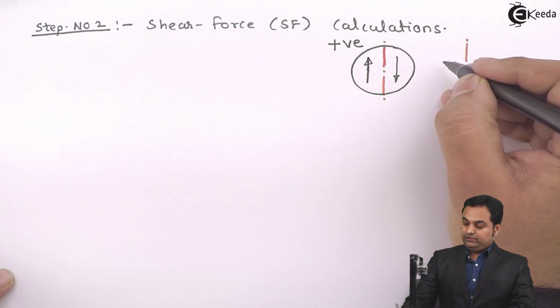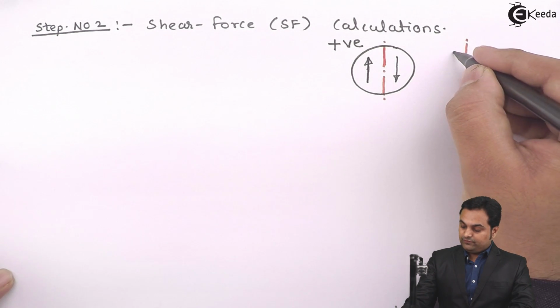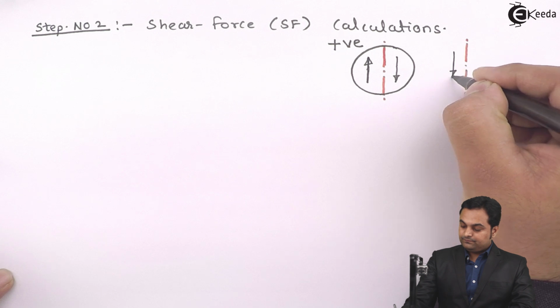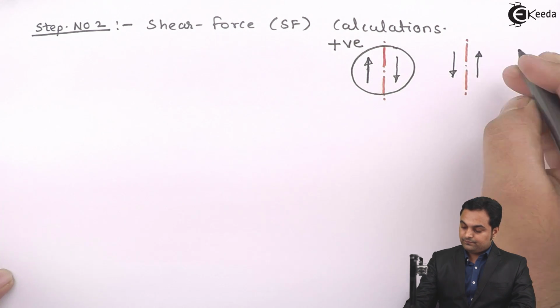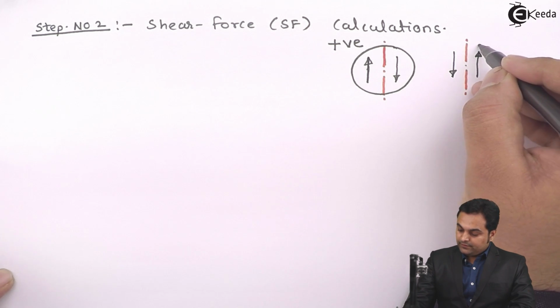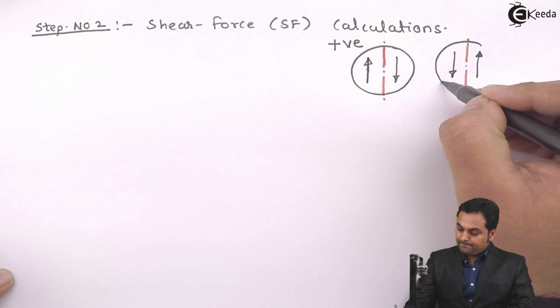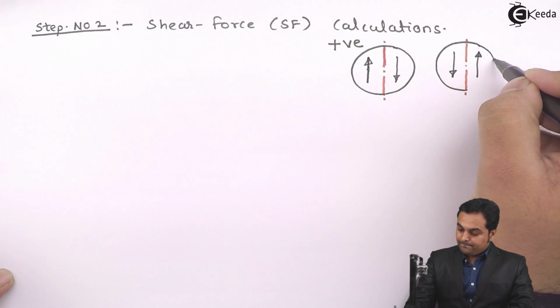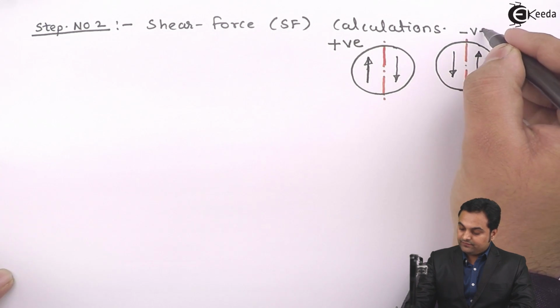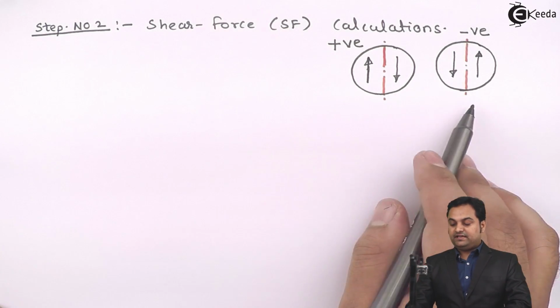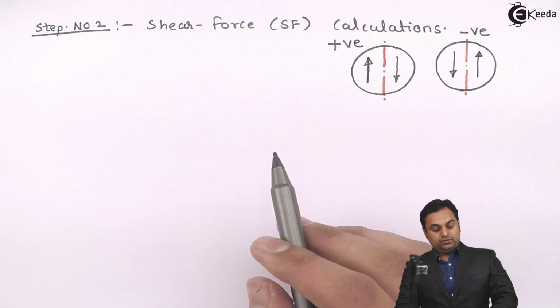Next, if to the left of the section there is a downward force, and to the right of the section there is an upward force, again I will combine them, and they will be treated as negative. So these are the sign conventions for shear force.